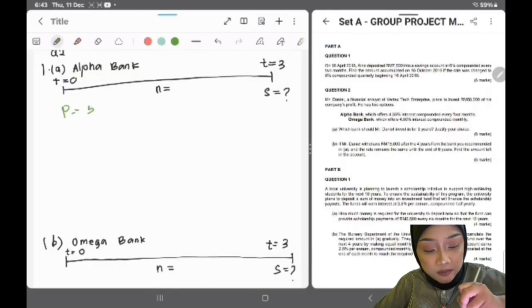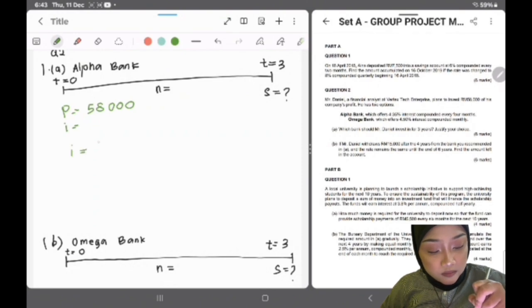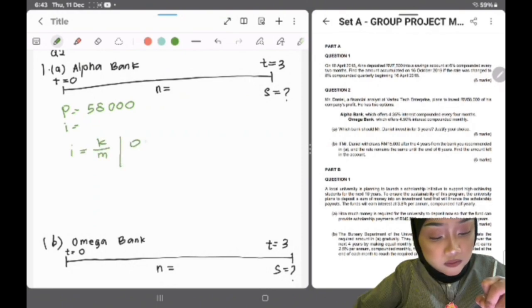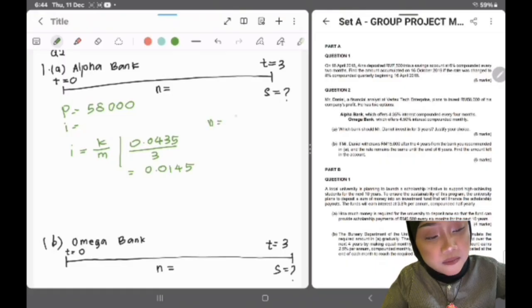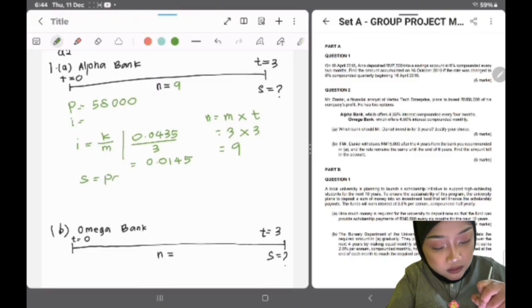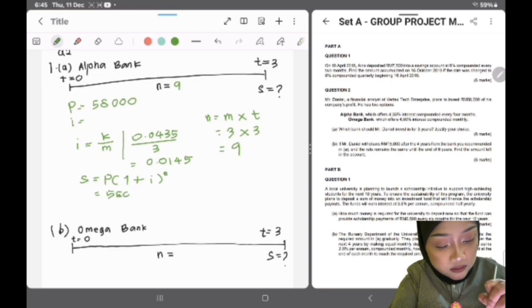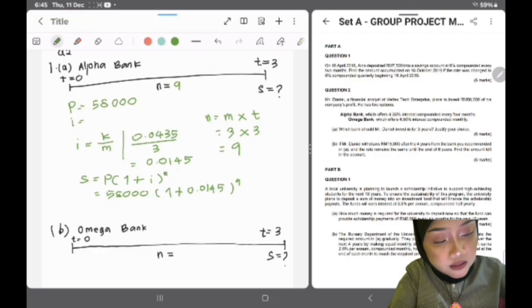Question 1E, the P is 58,000 and I find I by using I equals K per M, which is 0.0435 per 3, and the answer is 0.0145. N equals M times T. So for N, 3 times 3, the answer is 9. So for this, S equals P open bracket 1 plus I close bracket to the power of N. 58,000 open bracket 1 plus 0.0145, the N is 9.